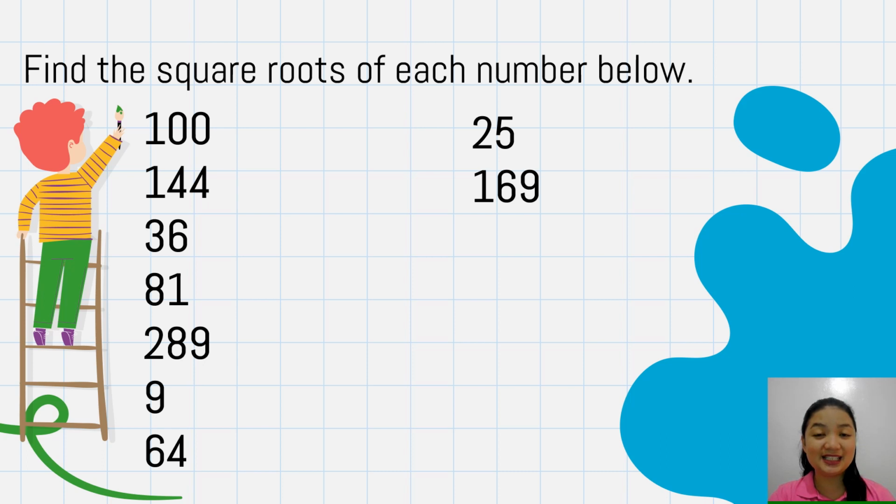How about 169? You are also correct. 13 squared is equal to 169. If we have 121, what is the square root of 121? Yes, that is 11. How about the square root of 4? Correct, it is 2. How about 49? Yes, you're also correct with 49 since 7 squared is equal to 49. How about 16? Yes, 16 is equal to 4 squared.